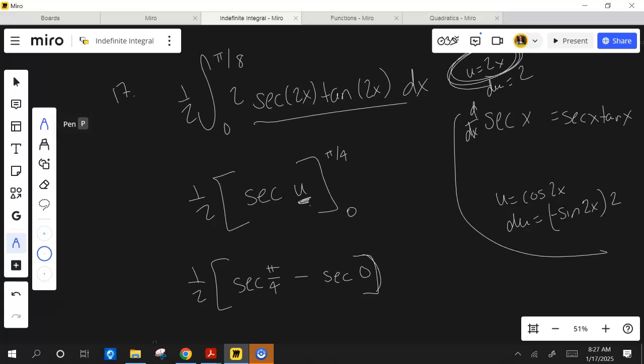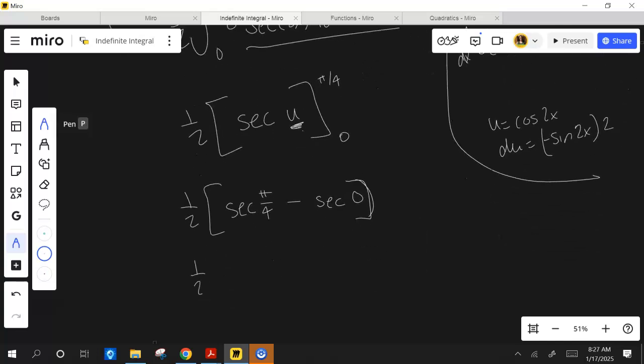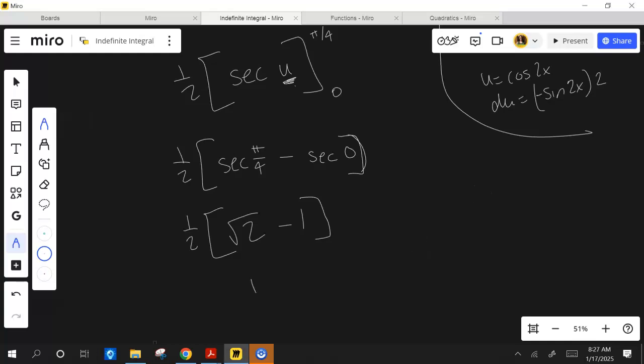Secant is the flip of what? Cosine. What's the cosine at pi over 4? So the flip of that is square root 2. Secant of 0, so the cosine of 0 is 1, the flip of that is 1. Oh, that's not what I got when I did it the other way, is it? I probably am wrong on that one, because this is definitely right. This is square root of 2 over 2 minus 1/2. That's my final answer.